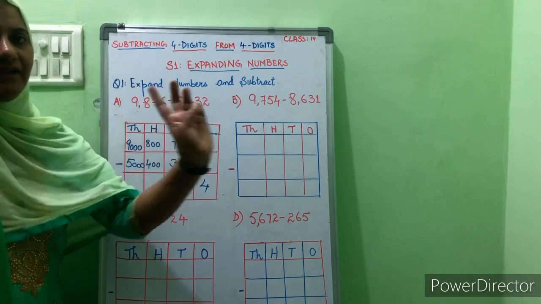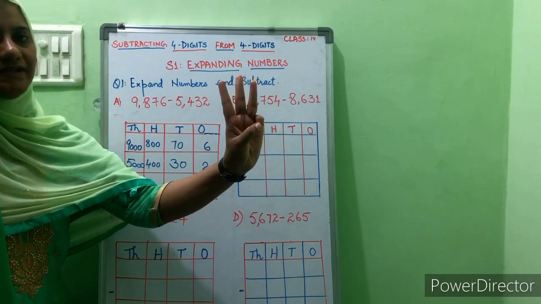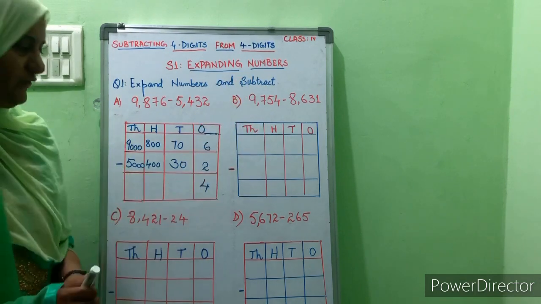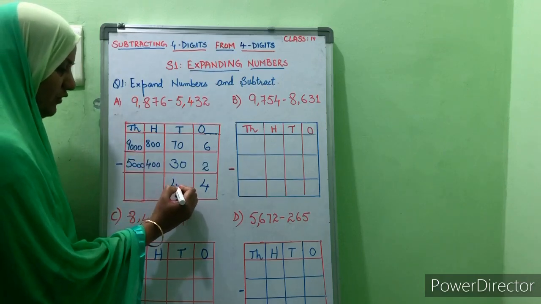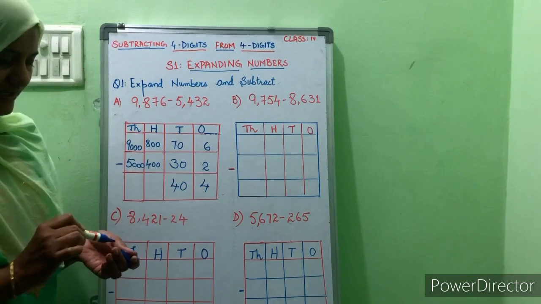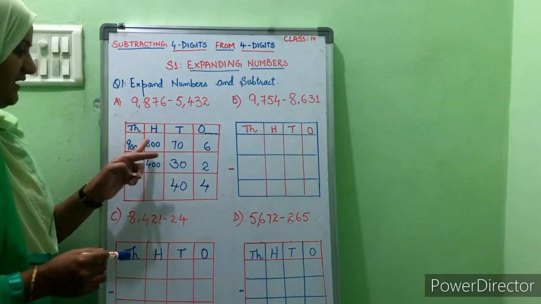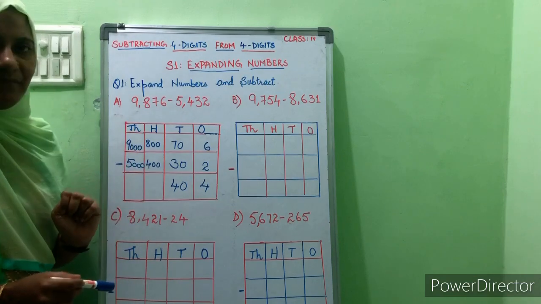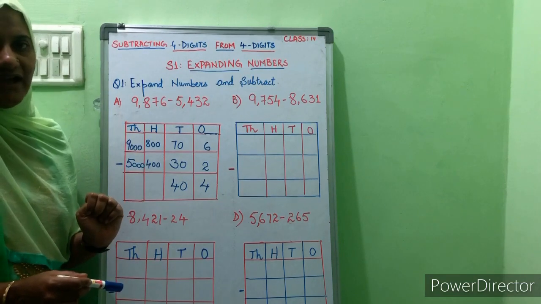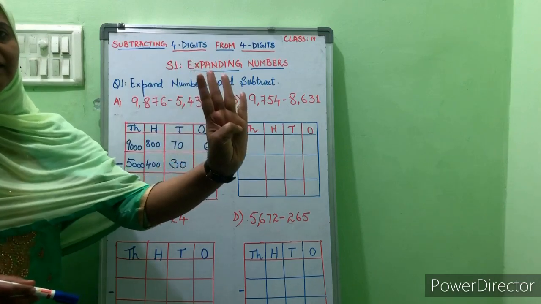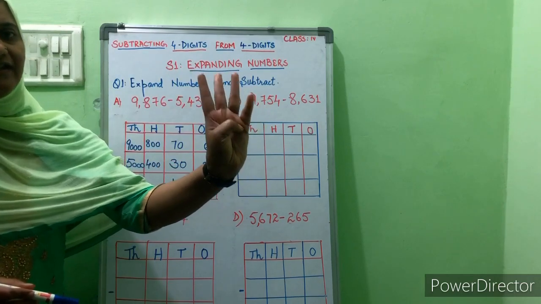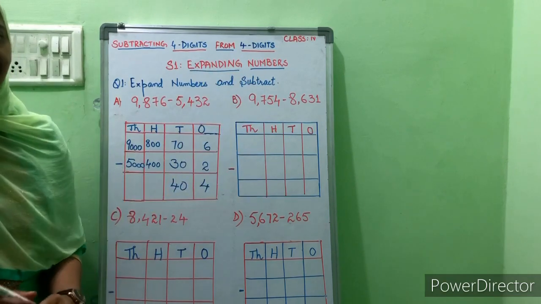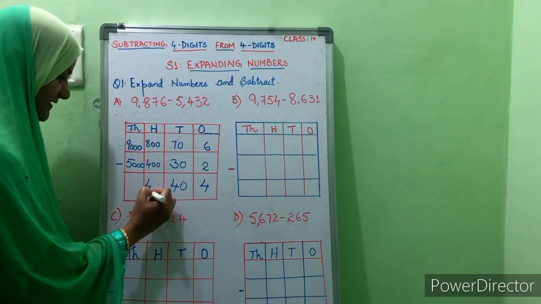7 in the mind, 3 fingers up. Before 7, 6, 5, 4. So what is the answer? 4. So what we'll write here? 4 tens. So now let us subtract hundreds place. What is the number in the hundreds place? 800. And what is this number? 400. So let us start. 8 in the mind, 4 fingers up. Before 8, 7, 6, 5, 4. So how many hundreds? 4 hundreds.